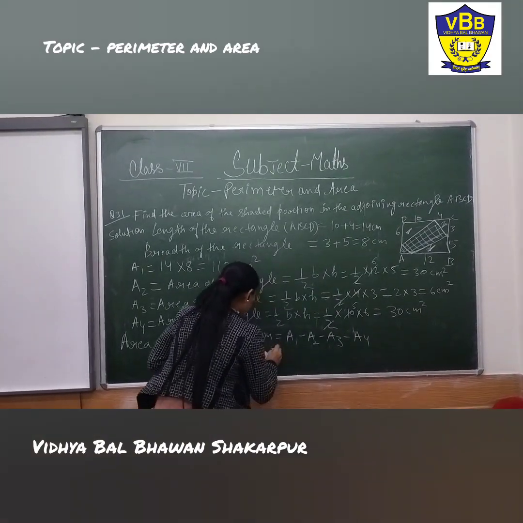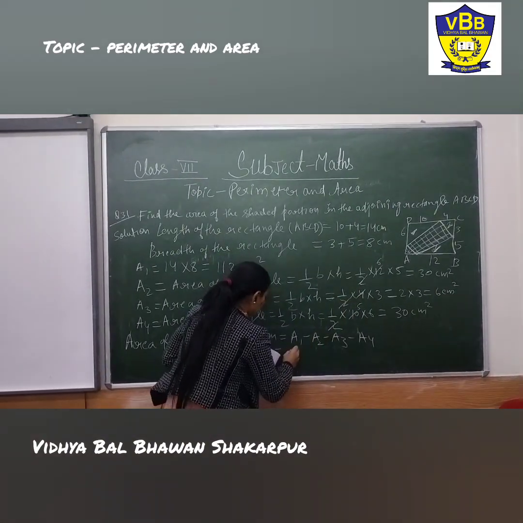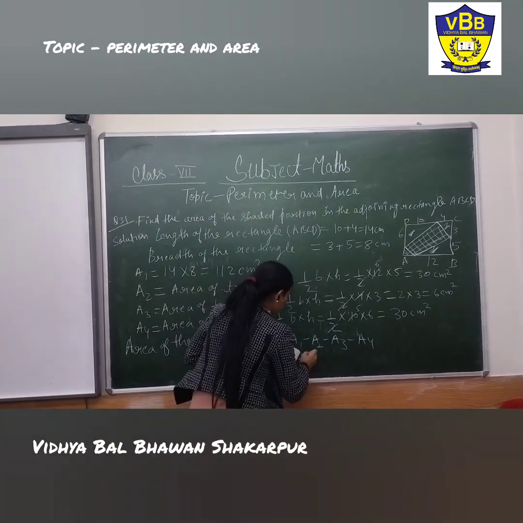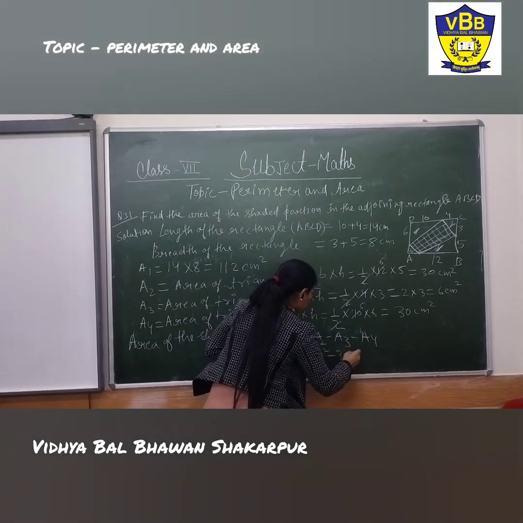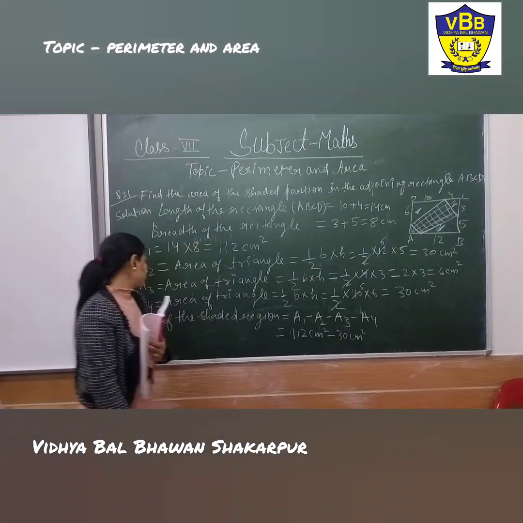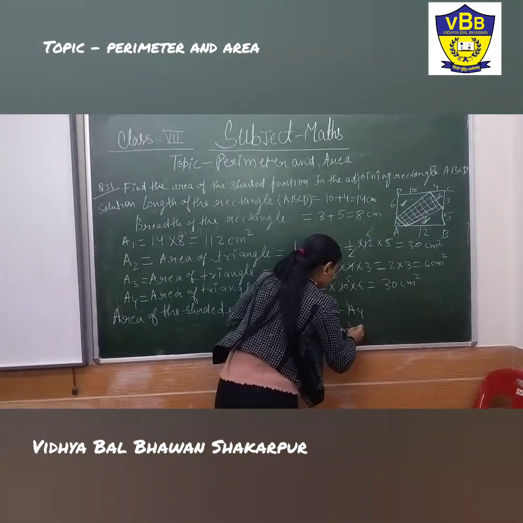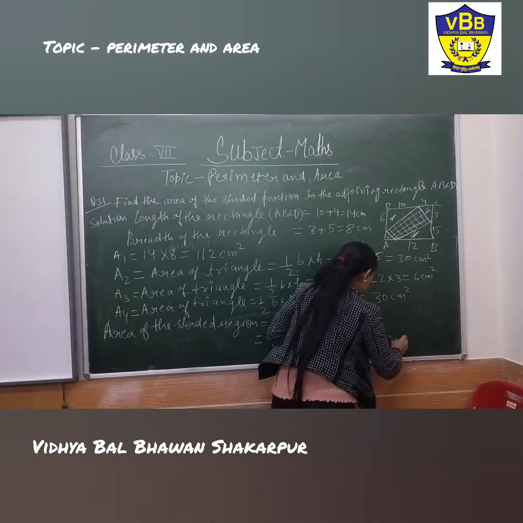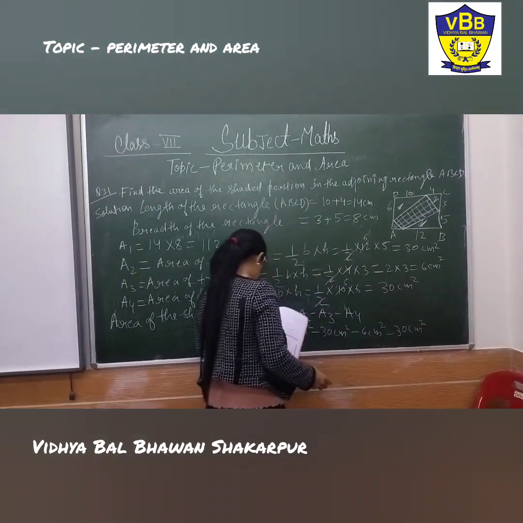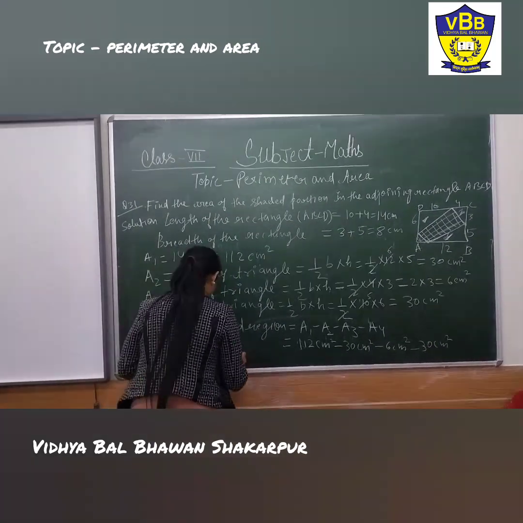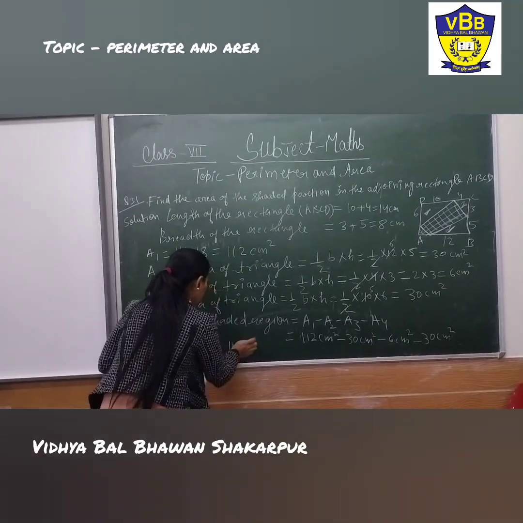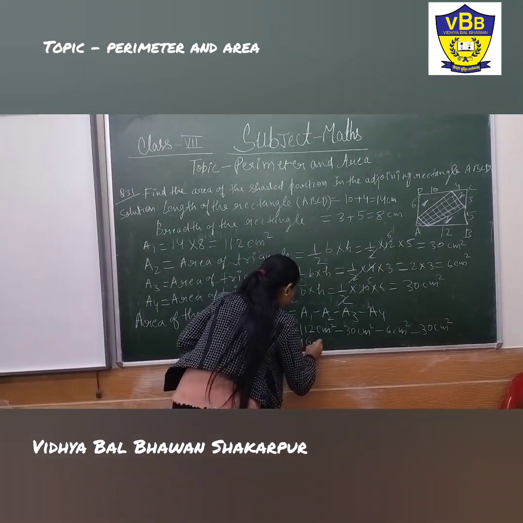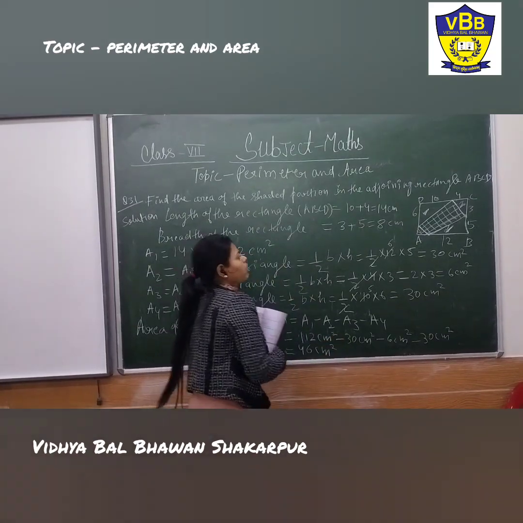Now let's put their respective values. A1 was what? 30 centimeter. No, it's 112 centimeter. So 112 centimeter square minus 30 centimeter square, and further A3 value is 6 centimeter square, and then minus 30 centimeter square. After just solving it, you will get the area 112 minus, finally it will be equal to 46 centimeter square. So that's all about this question.